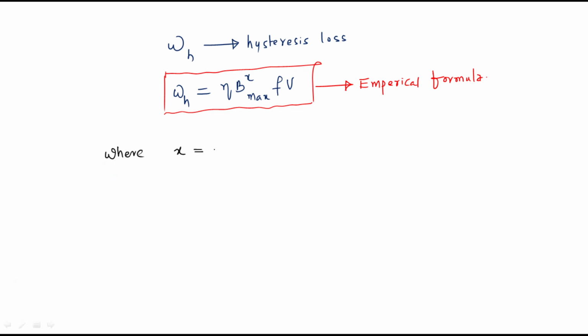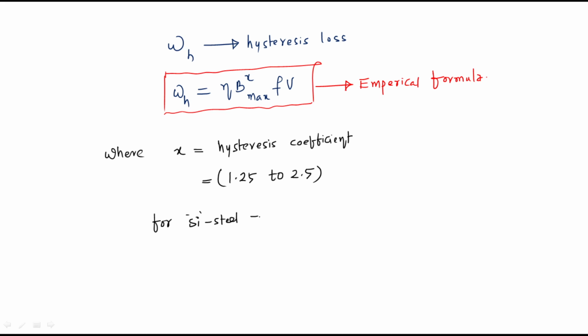Where x is the hysteresis coefficient. Generally the value of the hysteresis coefficient is 1.25 to 2.5. For silicon steel, x should be equal to 1.6.